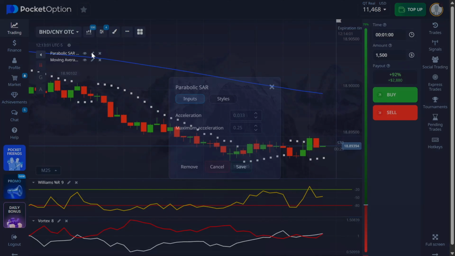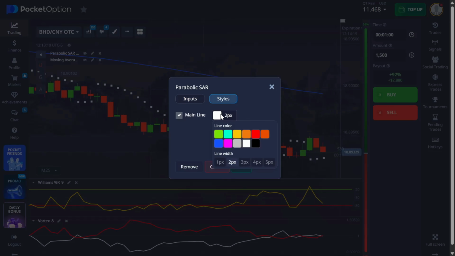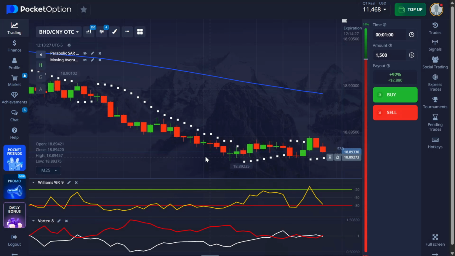For parabolic SAR, our favorite, 0.033, 0.25. So the acceleration is 0.033 and maximum acceleration is 0.25. Now for the color, it's white, 2 pixel. The main line, make sure it's selected and it's save.